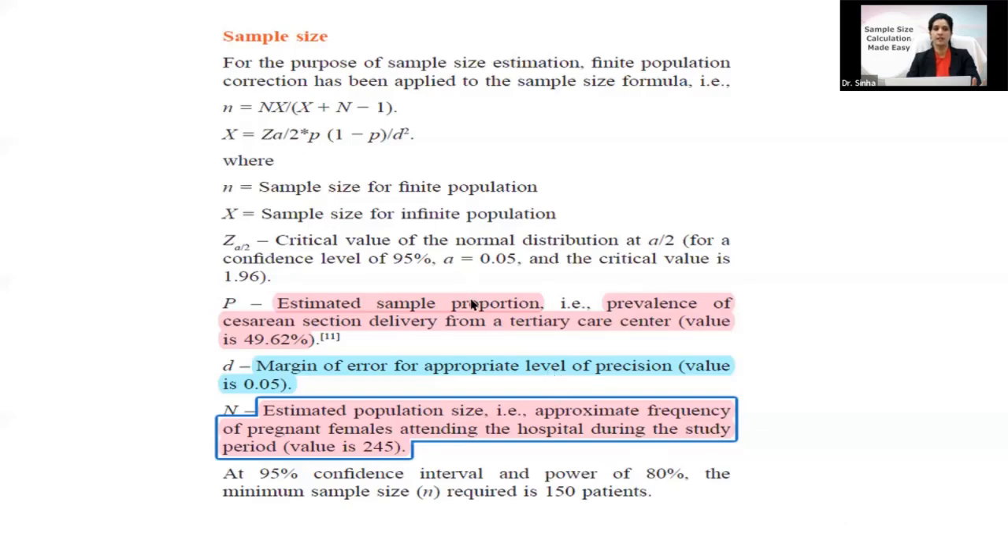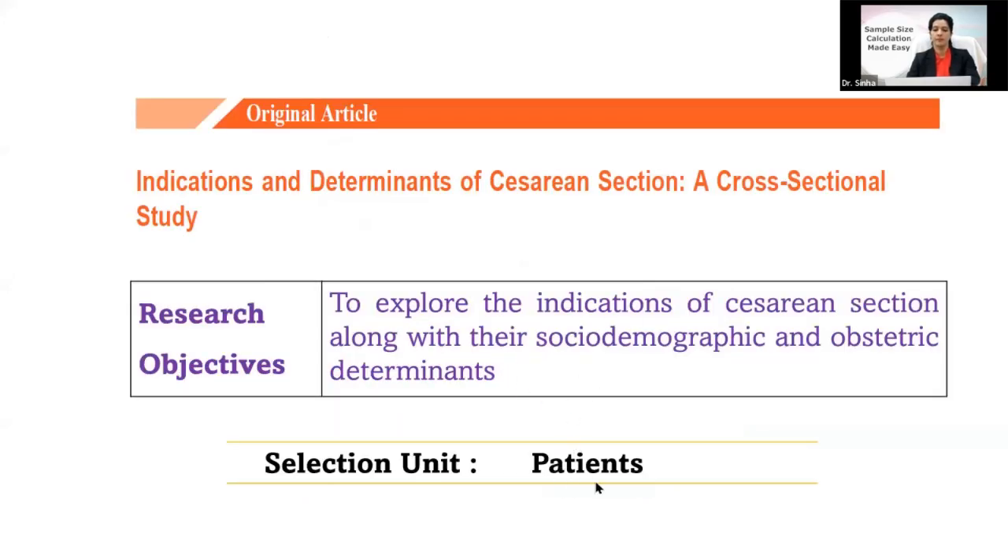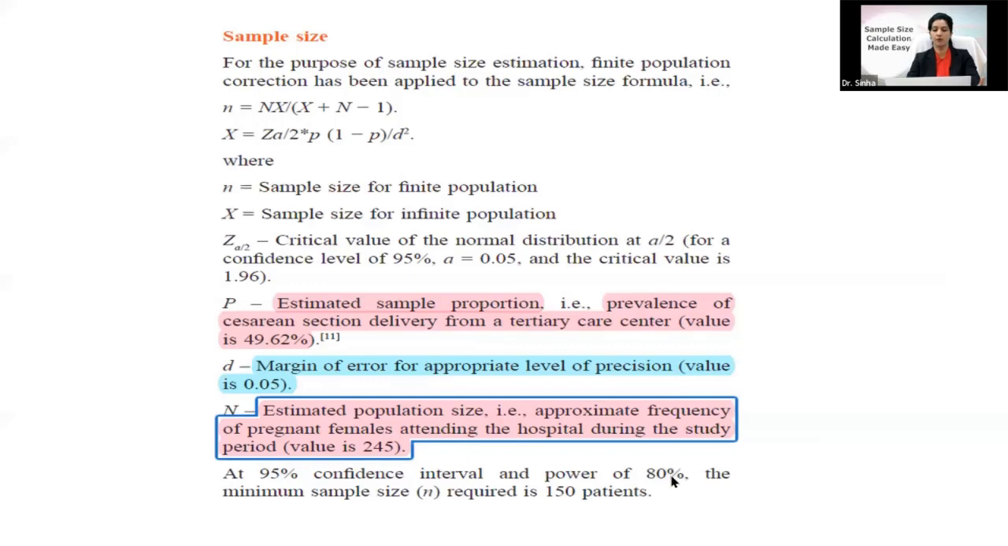So this is a sort of descriptive study, because if you see the research question, the selection unit is patient. He's not selecting the hospital. And here he's mentioning this power. So power was not needed to be mentioned, because this is not hypothesis testing. So this is by mistake or maybe an error which got overlooked. So this should not have been there.